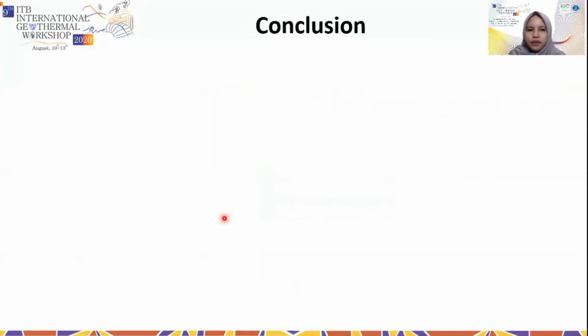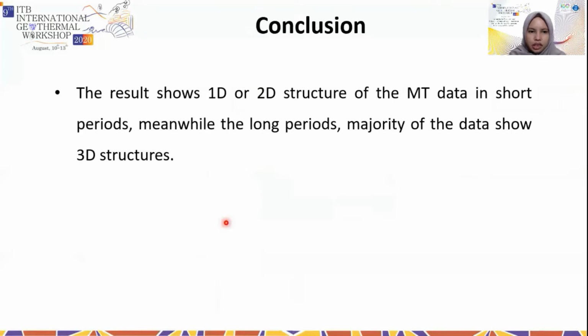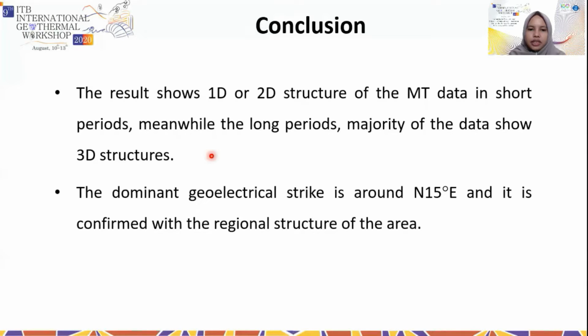And from the analysis, we conclude that the result shows 1D or 2D structure of the magnetotelluric data in short periods. Meanwhile, the long periods, majority of the magnetotelluric data show 3D structure. We also found that the dominant geoelectrical strike is around north of 15 degrees east, and it is confirmed with the regional structure of the area.